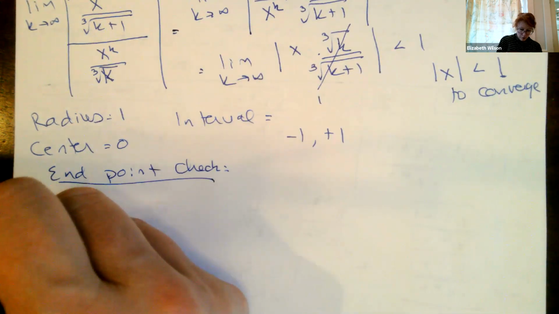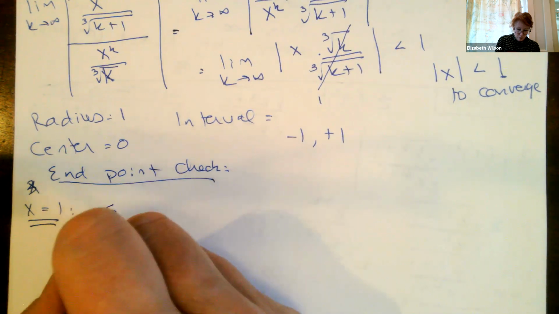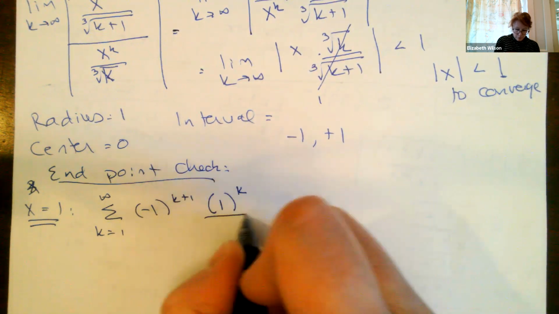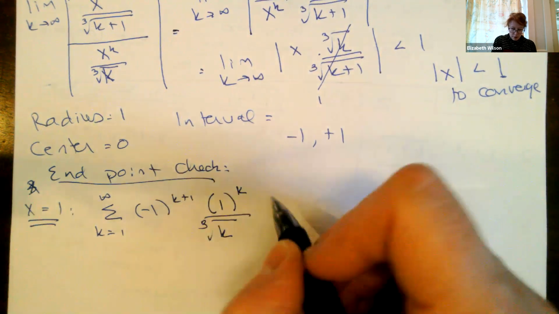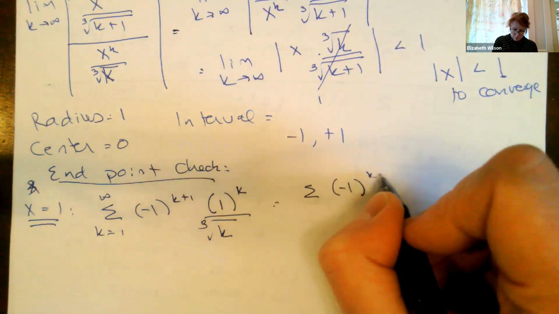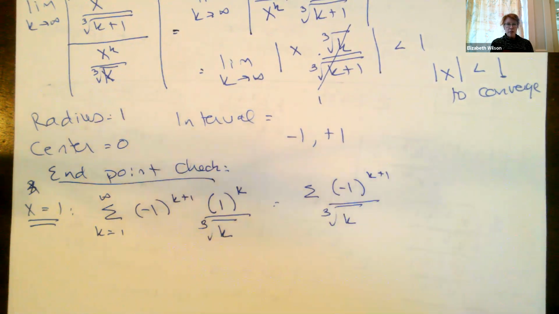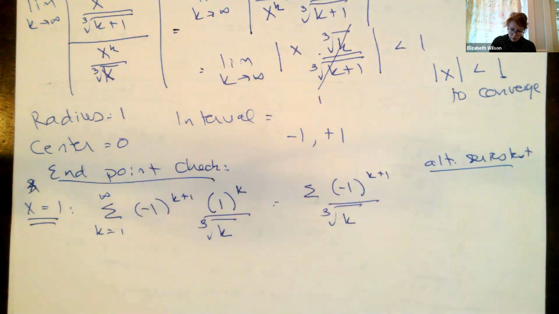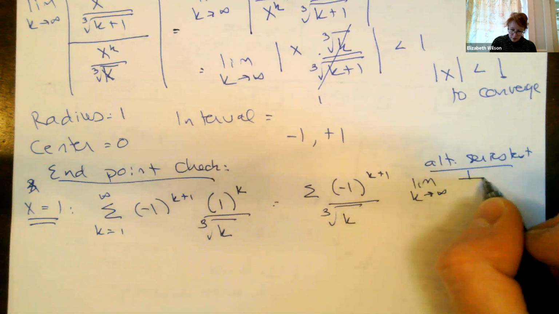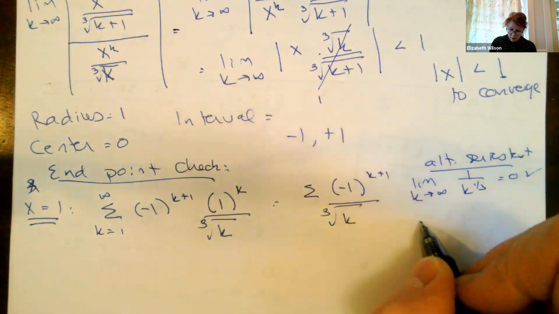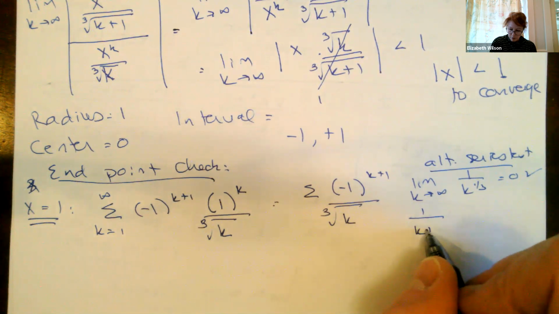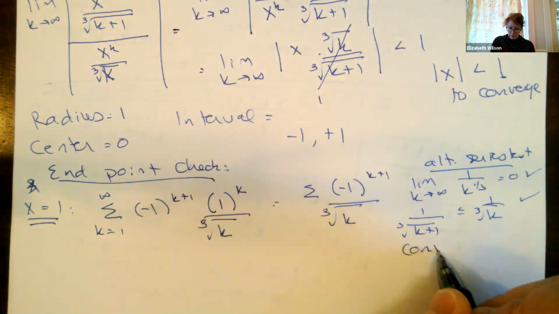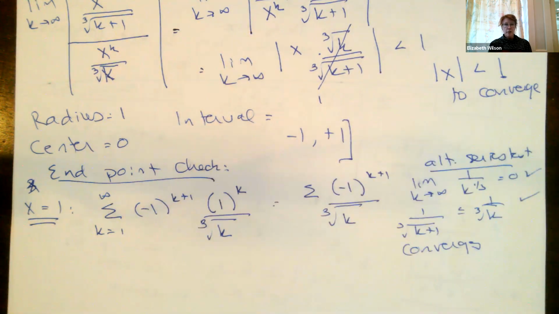So x equals 1. It doesn't matter what order you do them in. I'm going to look at my series, k equals 1 to infinity of (-1)^(k+1) x^k over k^(1/3). Everywhere I see an x, I plug in a 1, which is an alternating series. So we're going to do our alternating series test. The limit as k goes to infinity of 1 over k^(1/3) equals 0. Good. The second test, 1 over the cube root of k+1 is less than 1 over the cube root of k, and that's true. So this thing converges. So it looks like +1 is included in my interval.